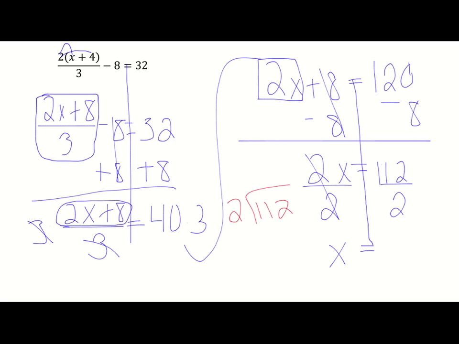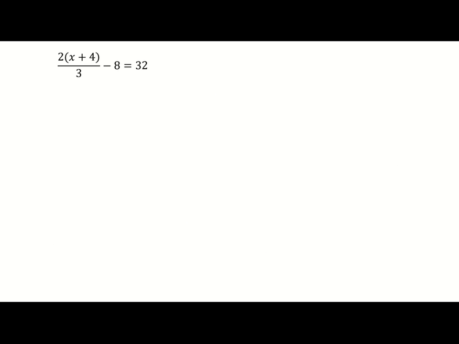2 goes into 11 5 times. That's 10. We subtract to get 1, bring down the 2. And 2 goes into 12 6 times. So our answer to this problem would be x equals 56. And remember, you can always check your answer just by plugging it back in for the variable.